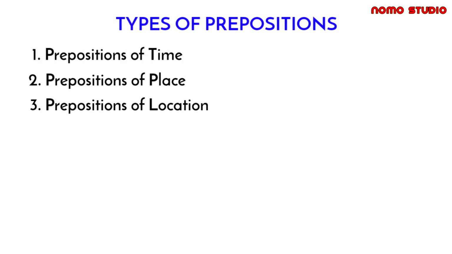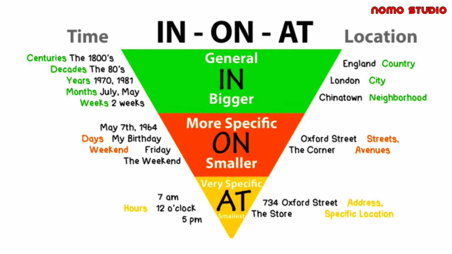But before that, let me show you this inverted triangle as your guide in answering prepositions, kung ano ba yung gagamitin, in, on, or at. So dito sa inverted triangle, we can see that the word in or the preposition in ay ginagamit kapag mas generalized or mas bigger. Tapos yung on naman ginagamit kapag mas more specific or smaller. At yung at ay ginagamit kapag yung talagang very specific na talaga yung noun or pronoun.